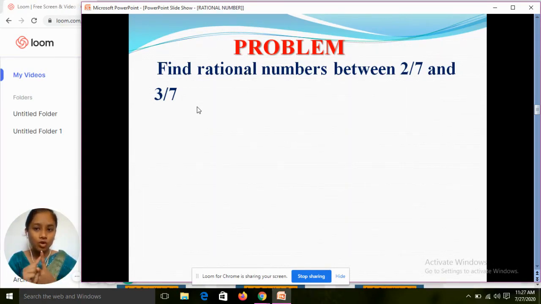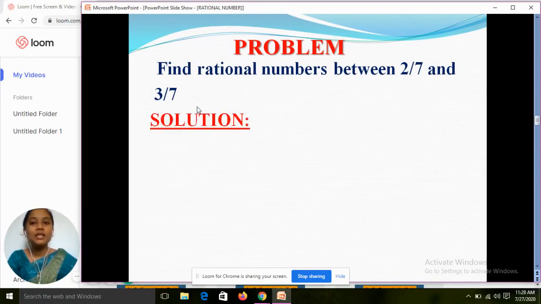When you find rational numbers very close to each other, the first step you follow is to multiply by 10 in both the numerator and the denominator. So 2 divided by 7 times 10 gives 20 divided by 70, since we multiply 10 in both the numerator and the denominator. And multiplying 3 divided by 7 gives 30 divided by 70.